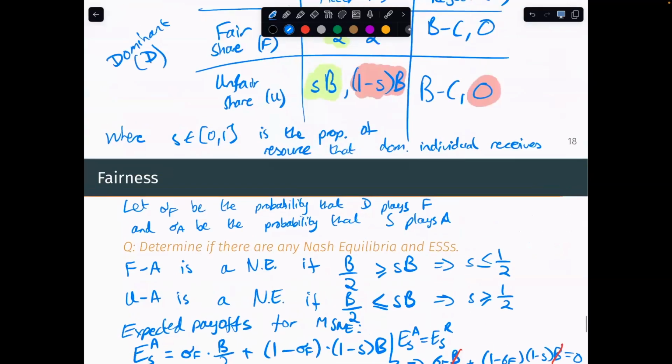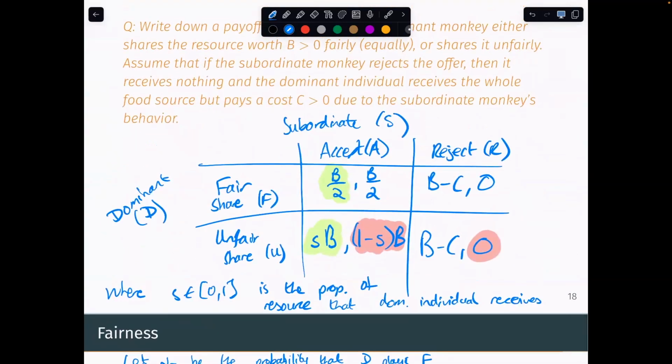Okay, so this becomes a little bit obvious when you look back at the payoff matrix here. For our subordinate individual, its payoff is always 0 whenever it rejects. So in this very simplistic game where there's no feedback effect going on, this cost here doesn't actually function into anything. The C's didn't come into any of the analysis. So rejection here is never advisable for our subordinate individual. And if s is greater than a half, so if our dominant individual can decide to take more than half of the resource, as long as it doesn't take all of the resource, then it should always end up in this scenario here.